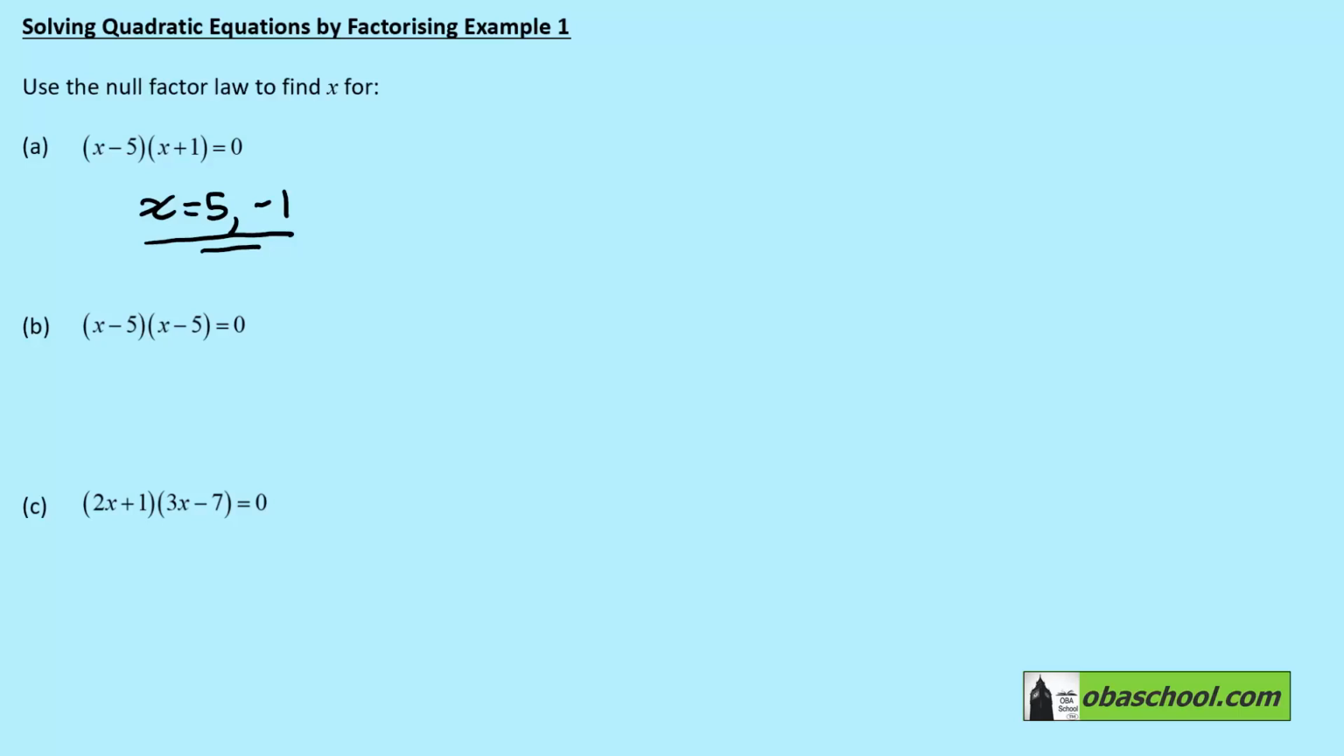In the second example, both brackets are the same, x minus 5, and the value 5 would make those 0.